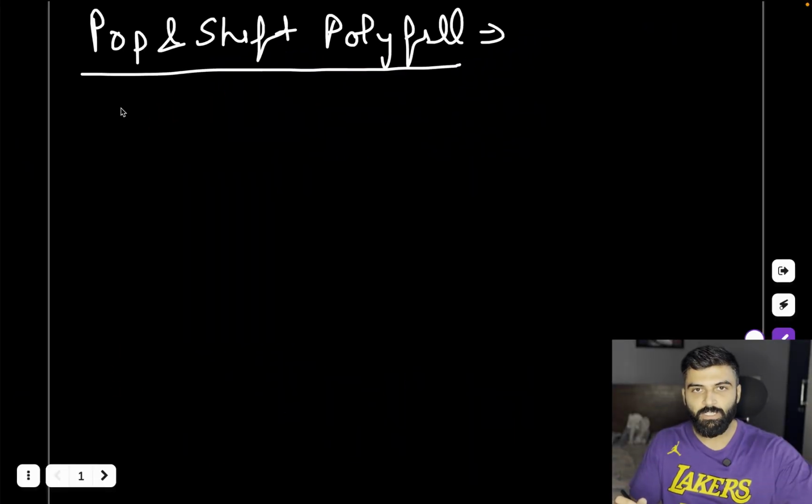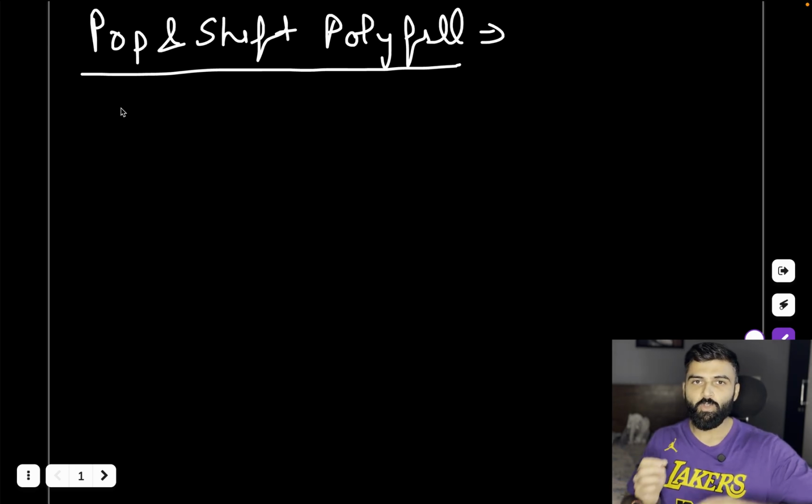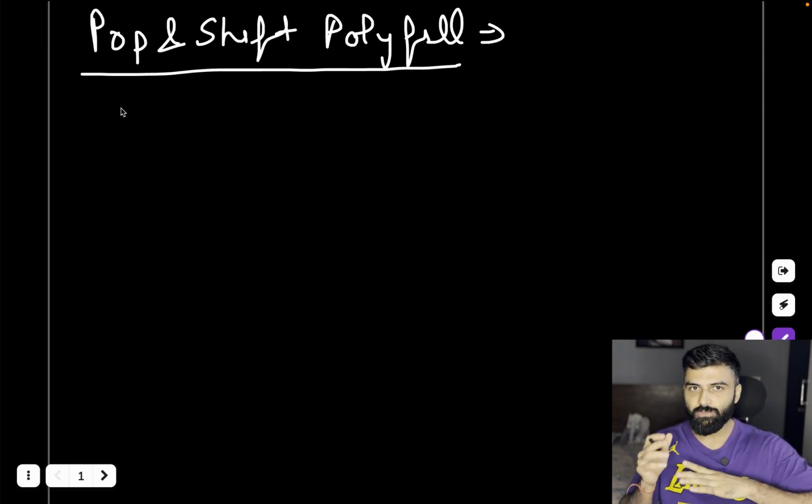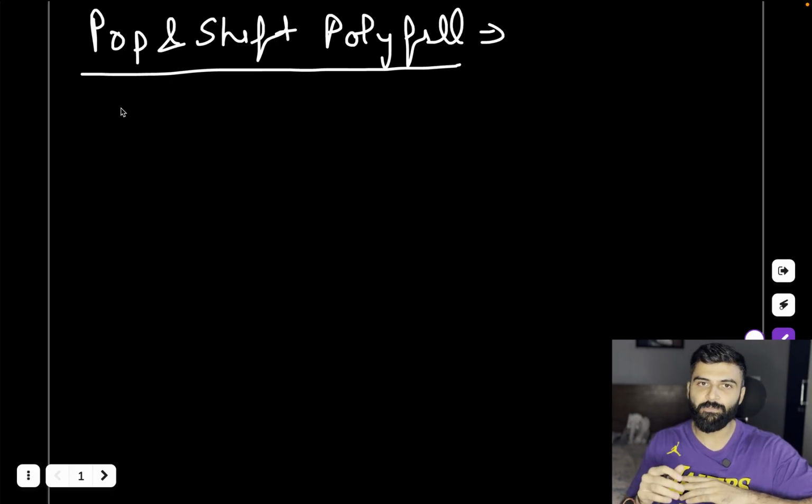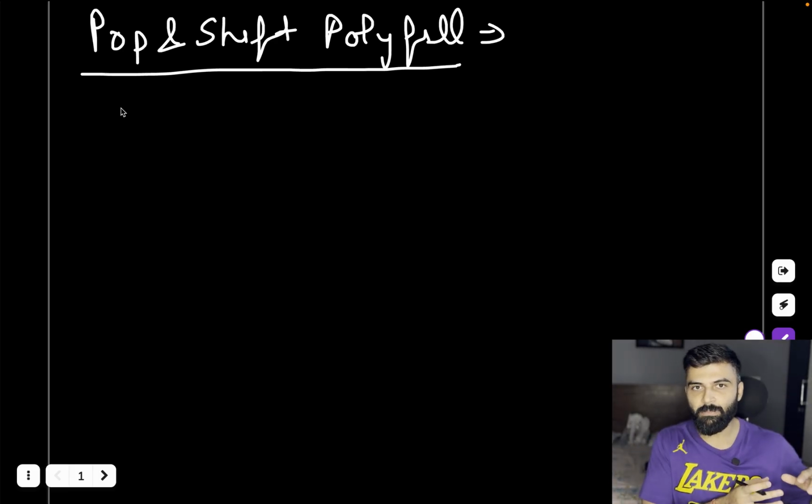So let's start with the polyfill of pop method. So what is pop method? Pop method is a method which will eliminate the last element from the array or from any object, and it will return that element, right? And it will also update the length.